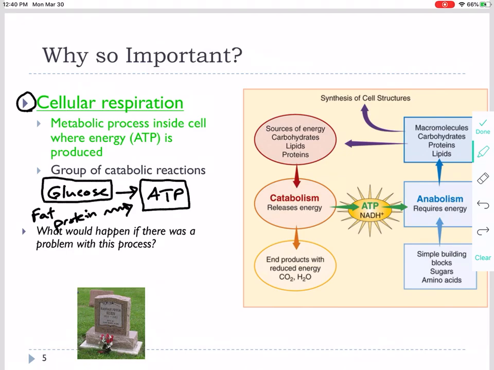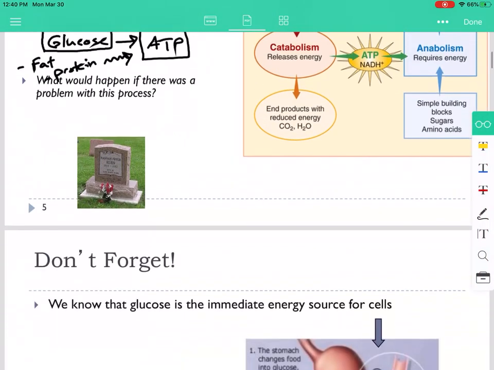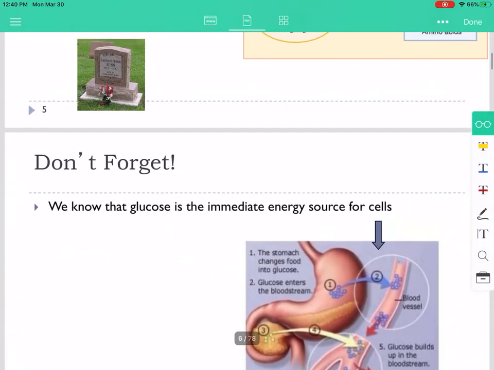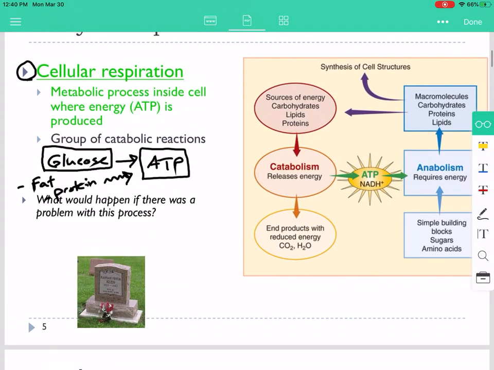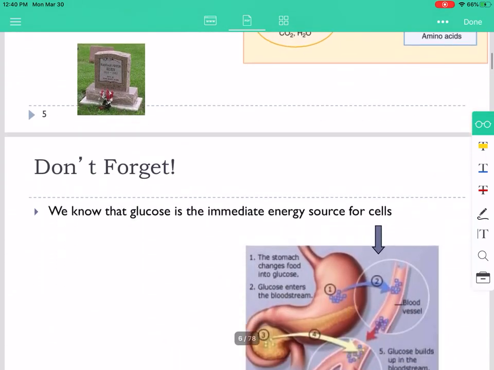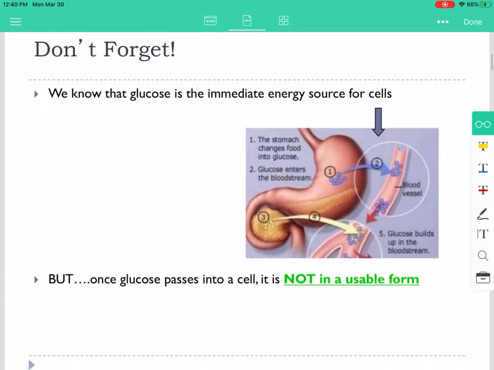But the basis of our conversation starts with glucose, because the steps that we take to convert glucose into ATP are the same steps that fat and protein are going to jump in on. You see I have the tombstone here. It's a little bit morbid, but the idea is if our cells are not able to produce ATP and our cells don't have energy, what's going to happen to them? They're going to die. So this is a really important process.